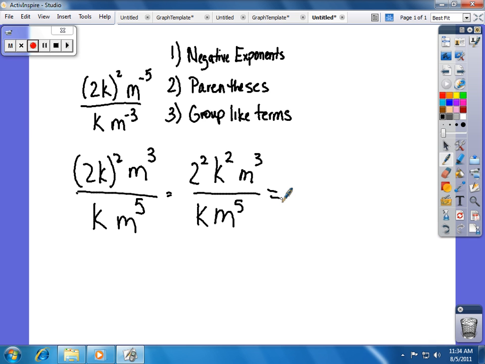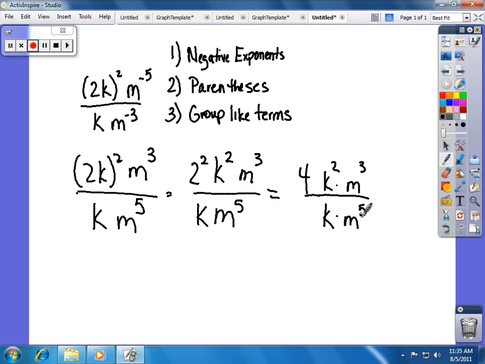Now, 2 squared is the only constant we have, so we can go ahead and solve that. 2 squared is 4. Okay, now we have 2 sets of k's here, so I'm going to put those over each other. And then on top I have an m to the third and an m to the fifth. Okay.